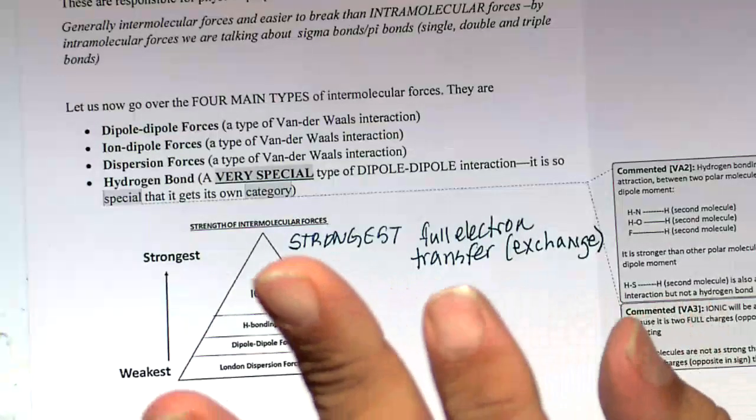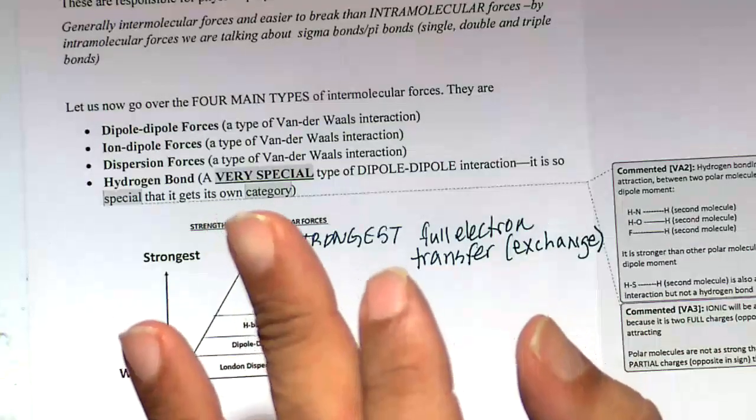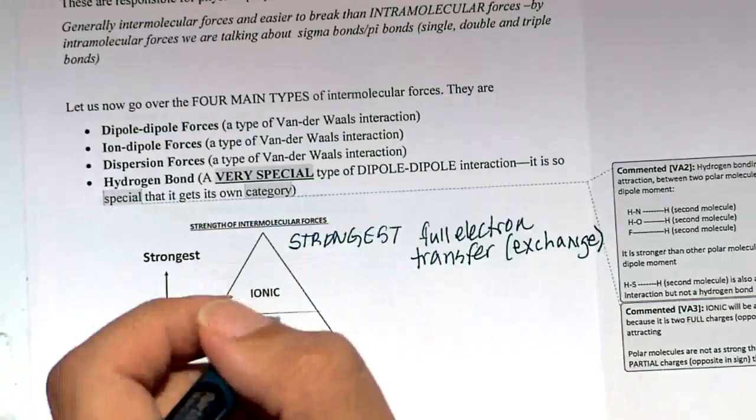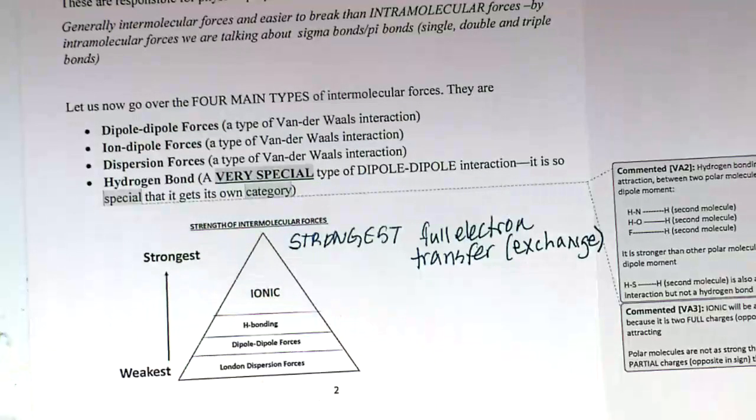Okay, full, not partial. This is not a bond, it's partial. This is like, here, take it, and you grab it. Okay, right? And that's the strongest. Let me give you an example of an ionic compound.